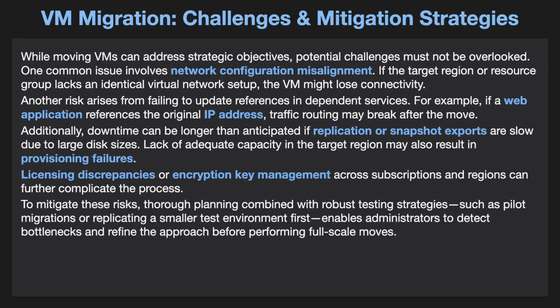Licensing discrepancies, or encryption key management across subscriptions and regions can further complicate the process. To mitigate these risks, thorough planning combined with robust testing strategies, such as pilot migrations or replicating a smaller test environment first, enables administrators to detect bottlenecks and refine the approach before performing full-scale moves.